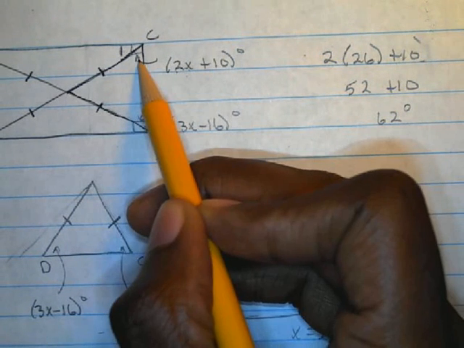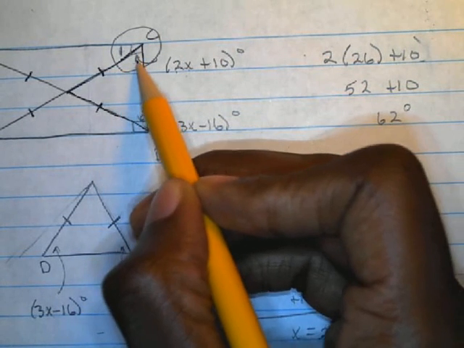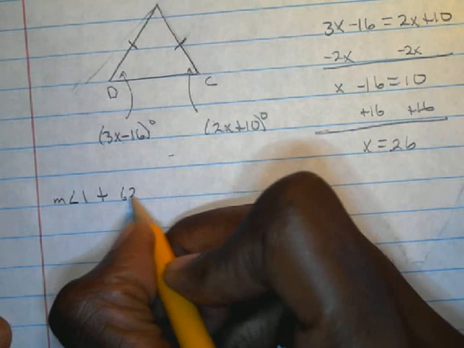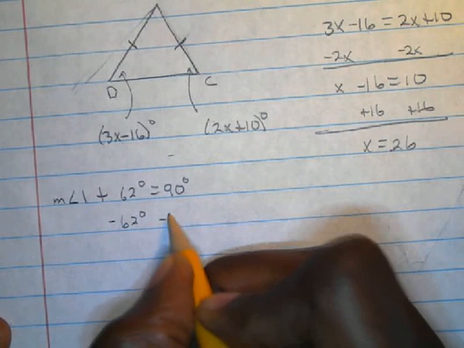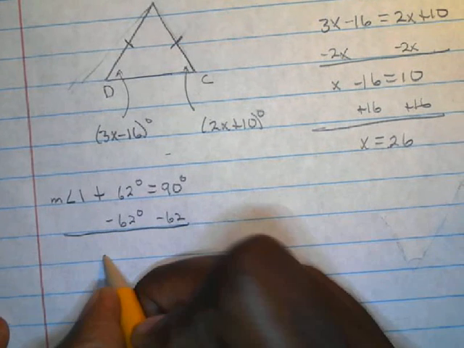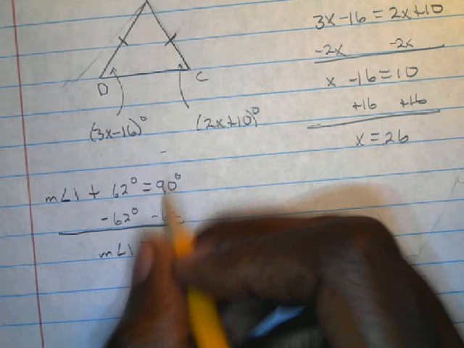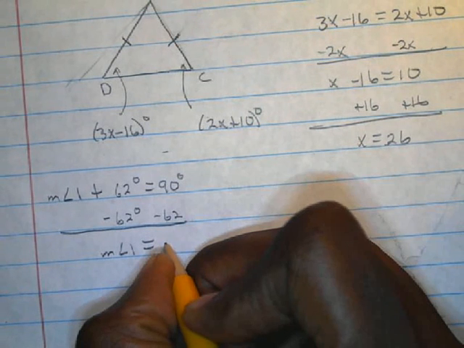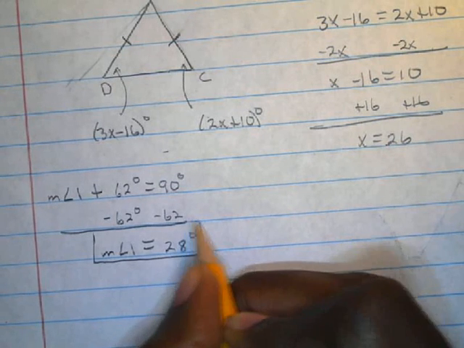So this angle used to be 2x plus 10, but we know it's now 62 degrees. This entire angle is equal to 90 degrees. We know one part. Let's find angle 1. The measure of angle 1 plus 62 degrees is equal to 90 degrees. Subtract 62 from both sides. Y'all know how to do this. So the measure of angle 1 equals 90 minus 62. So that is 28 degrees.